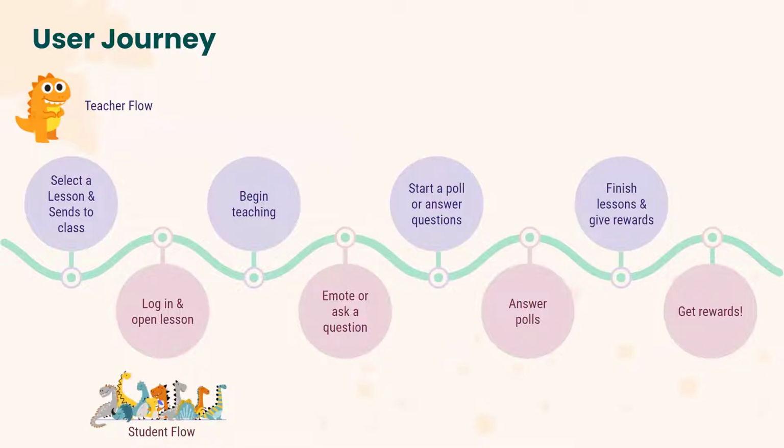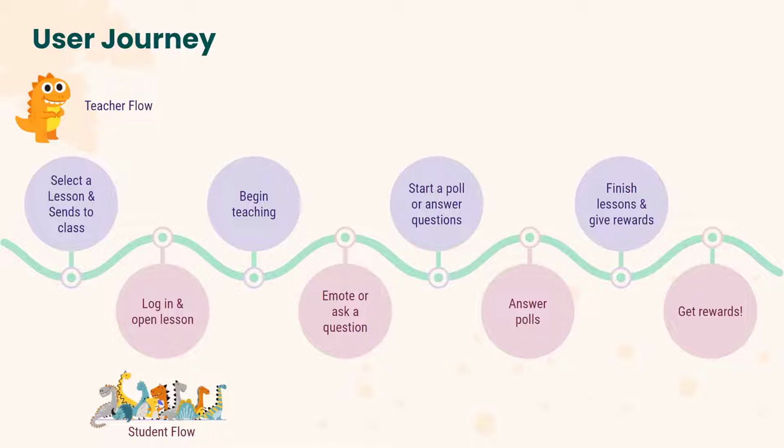And our user journey would look like this. Our teacher would be able to select a lesson, whether that be a Google Slides or a workbook that they have. They send that to the class. So in real time, the student can see them share that slide once they open the lesson. Once the teacher starts teaching, the student can react with any emotions that they have, like if they're totally getting the content, they can react with a smiley face or a sad face, or even ask questions in the chat as well. Teachers can also start a poll to engage the audience a little bit, and the students can, of course, answer those polls.